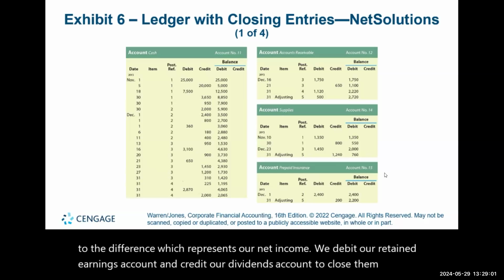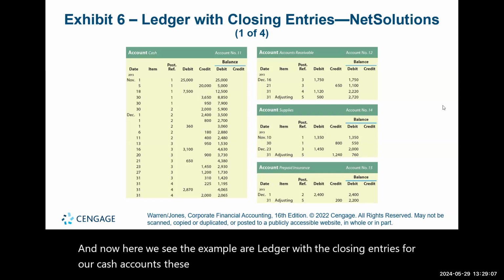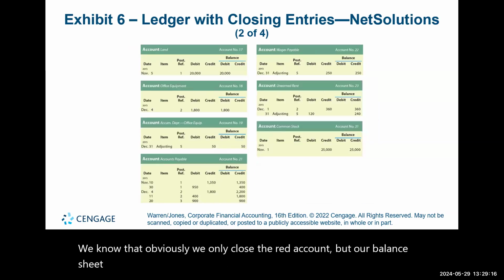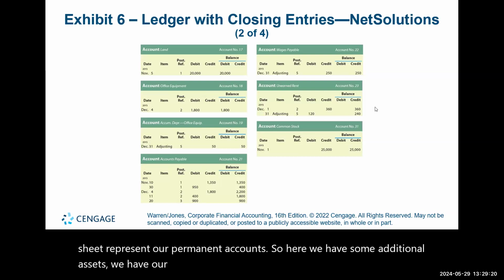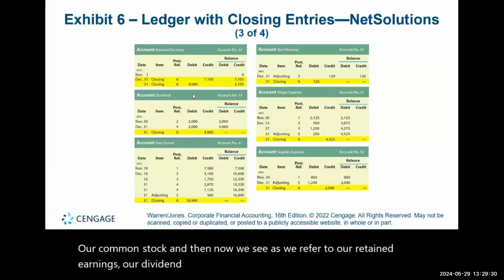And now here we see the example, our ledger with the closing entries for our cash accounts. These are our balance sheet accounts, our assets. We know that obviously we only close the red accounts, but our balance sheet represents our permanent accounts. So here we have some additional assets, we have our liabilities, and then here we see our common stock. And then we see our retained earnings, our dividend, our revenue and expense accounts.